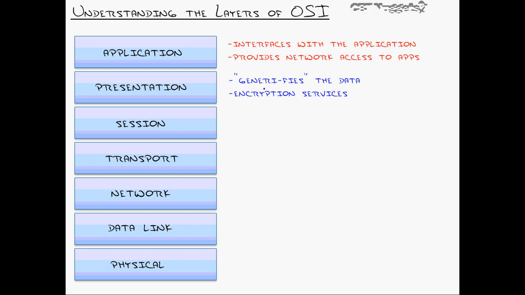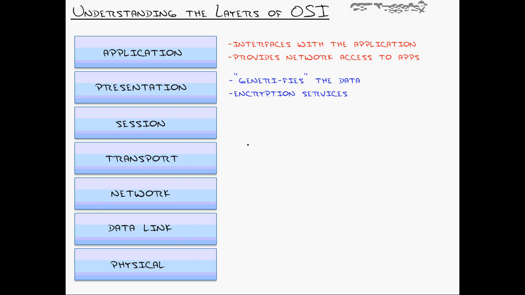Now, you also see that we have encryption services, namely generic encryption services at the presentation layer. Now, I know that might sound bad. Like when you think of generic encryption services, it sounds like it's not secure. But honestly, the entire internet uses generic encryption services.